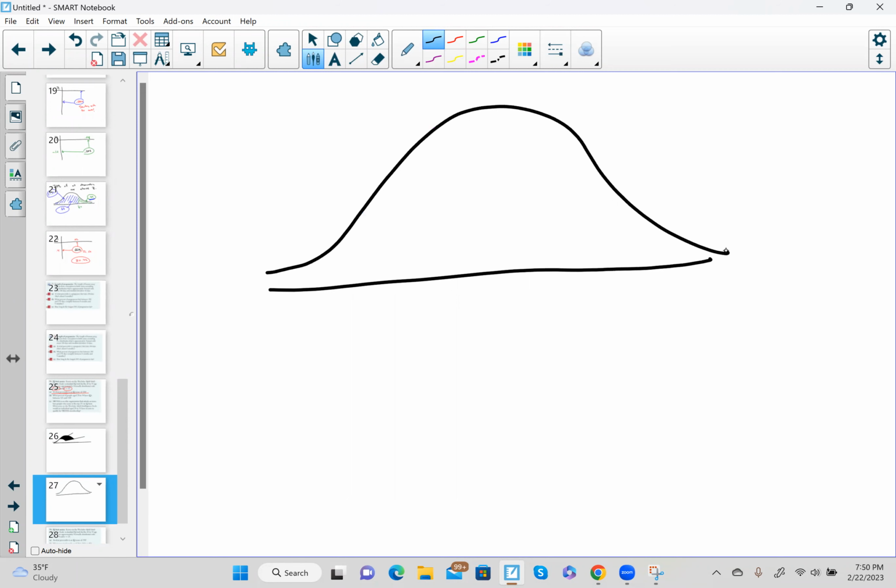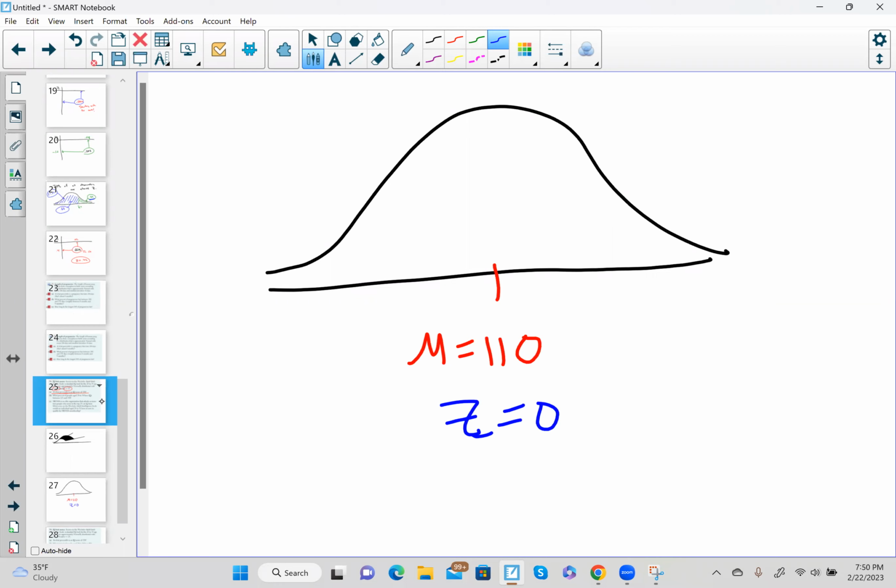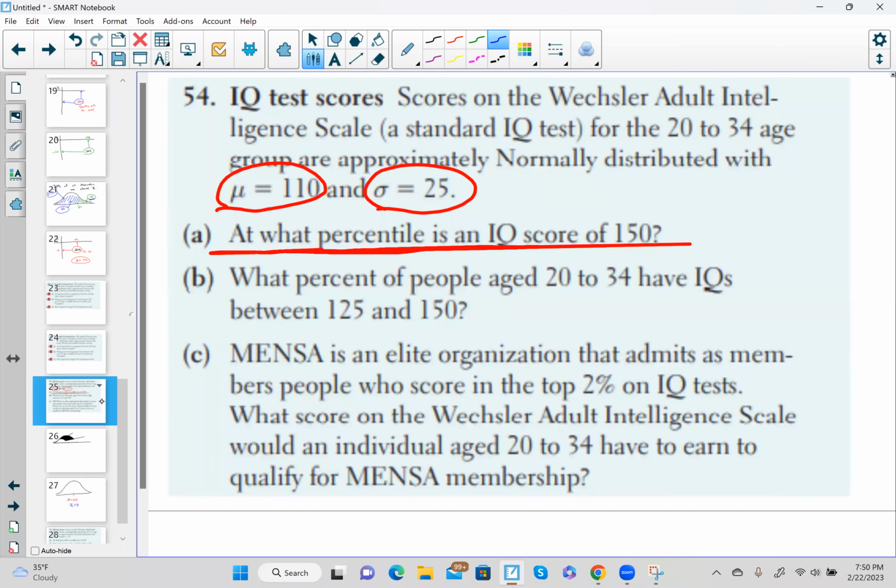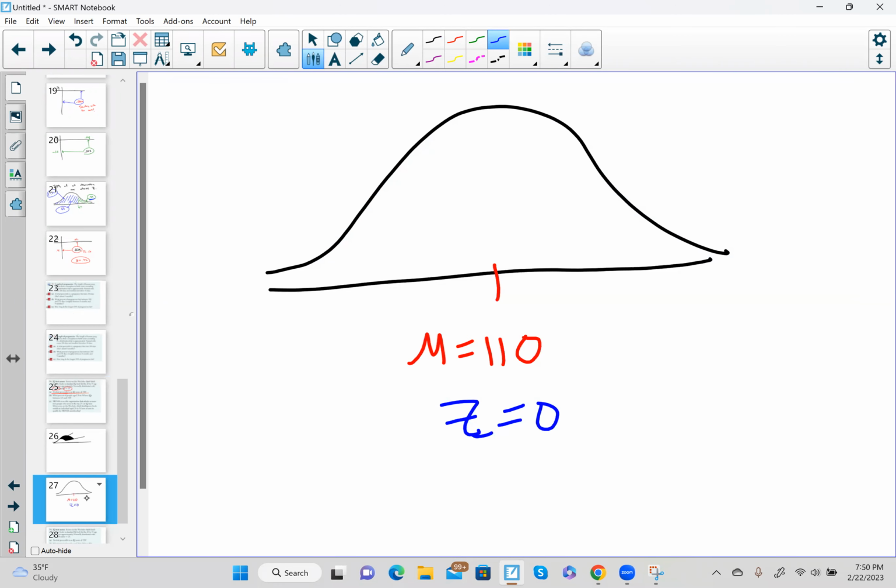So here's our normal distribution. We know the mean is 110, so we're going to put mu equals 110 in the middle. A little hint for what's about to happen: we know that z equals 0 goes with the mean of 110. The question asks us, at what percentile is an IQ score of 150? I don't know if you think that's a good IQ score or not, but it actually is. So we know our X value is 150. This person's IQ score is 150.